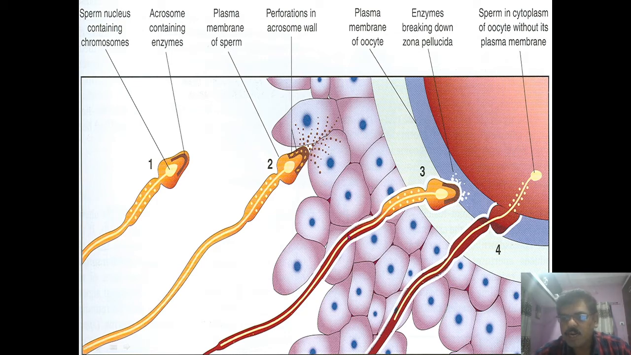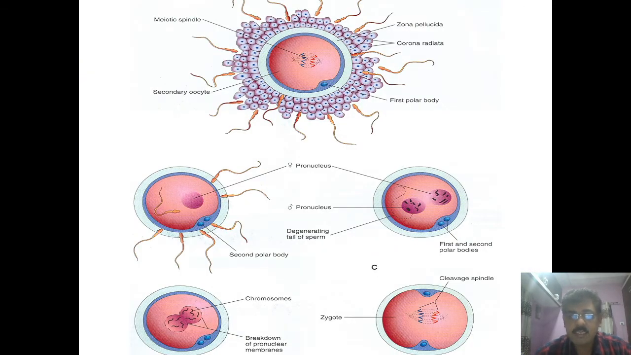And after dissolving the corona radiata, it again dissolves another layer, that is the zona pellucida, and then it crosses the vitelline membrane, and after that the sperm nucleus gets entry within the ova. So these are the steps which are related with this.